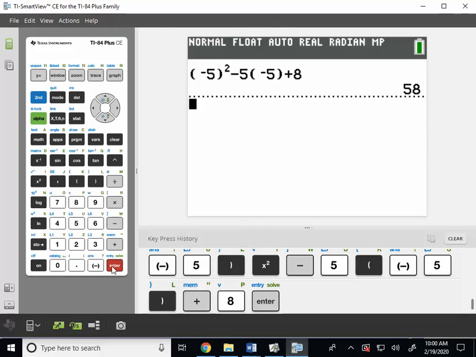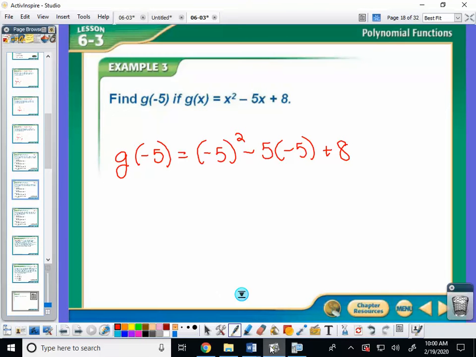Did you get 58 also? So when I put negative 5 in this function, I get out 58. There's really not going to be a whole lot of work to show when you're just evaluating a number. Now, when we put an expression in, it might be a different story. Might have to do a little bit more work.